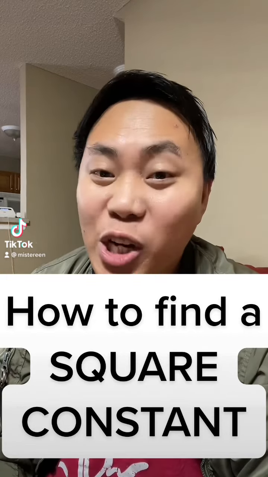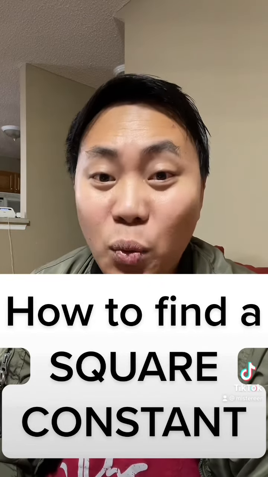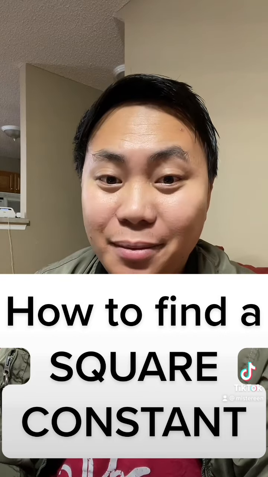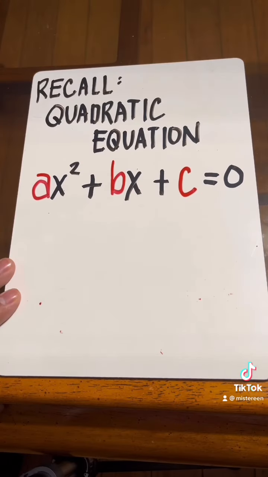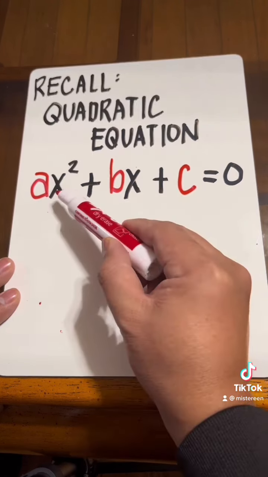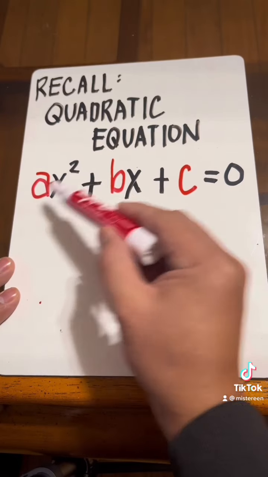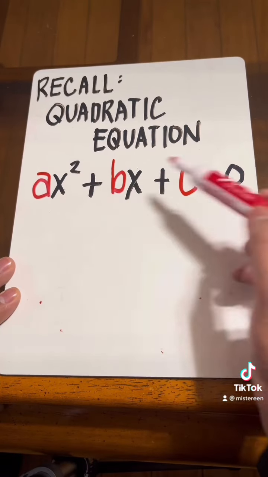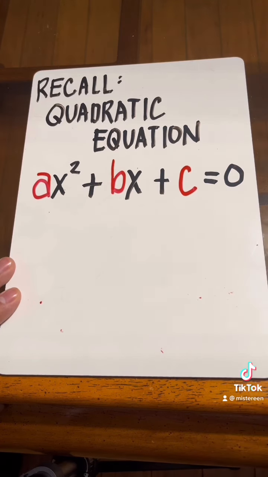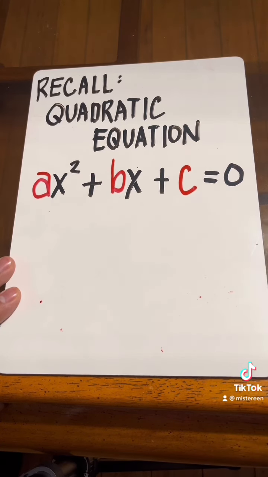For this video, we're going to learn how to find the square constant when you do completing the square in solving quadratic equations. First, let's try to recall that a quadratic equation is an equation where the highest exponent is 2, and the number in front of the x squared is your a, the number in front of the x is your b, and the constant, the number without a variable, is your c. And this is the form of a quadratic equation.